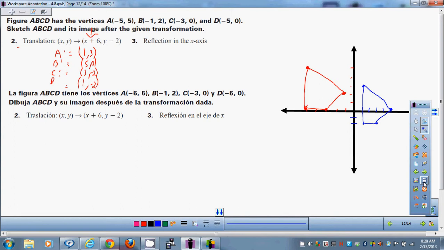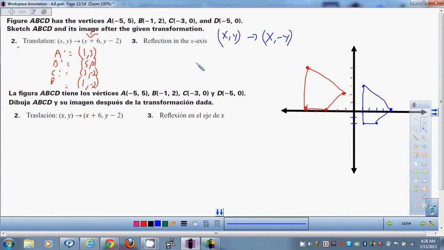Madison, in your notes, reflection in the x-axis. What does that do to our coordinates? If we start with x, y, what's our new coordinate? X, negative y. There you go. It's important to keep those different. For the x-axis, it's just x, negative y. So once again, we're just going to come up with our 4 new coordinates.